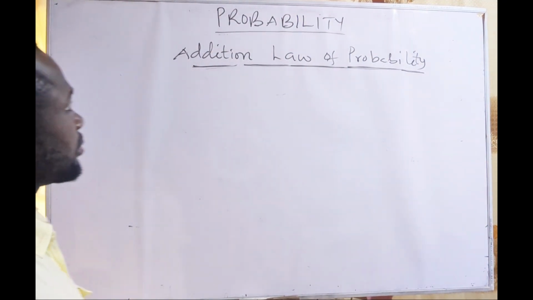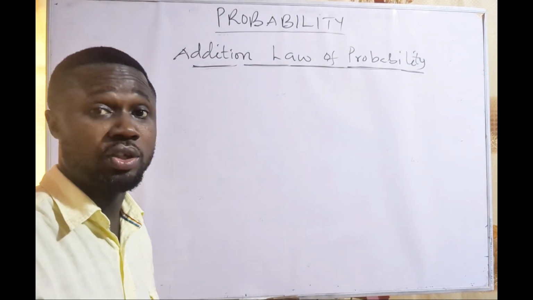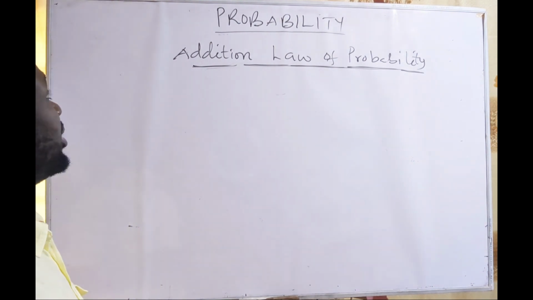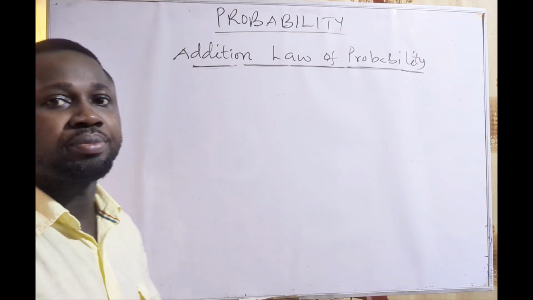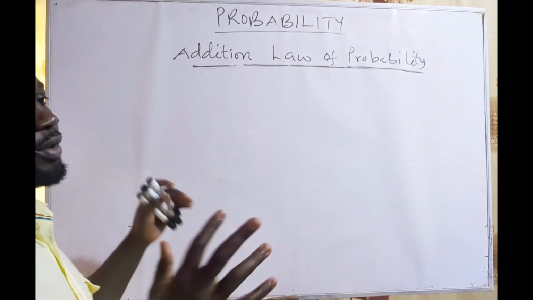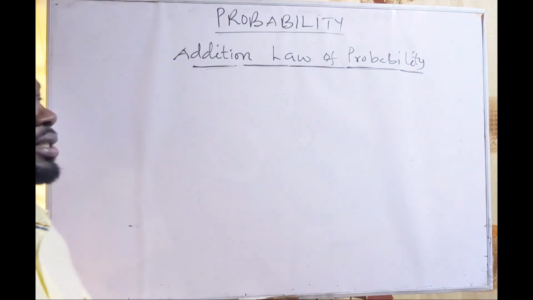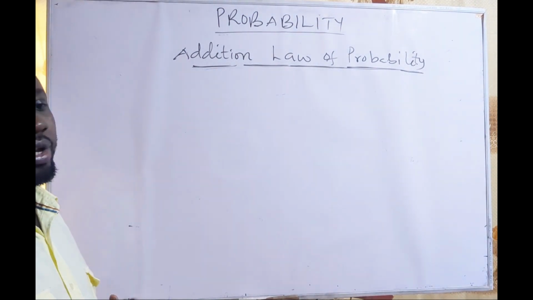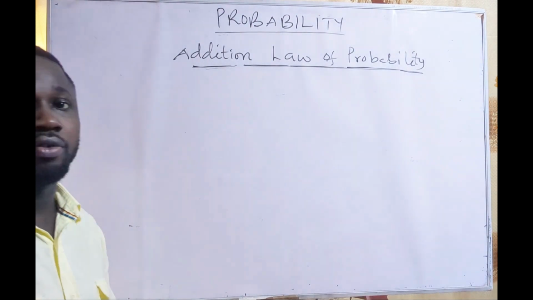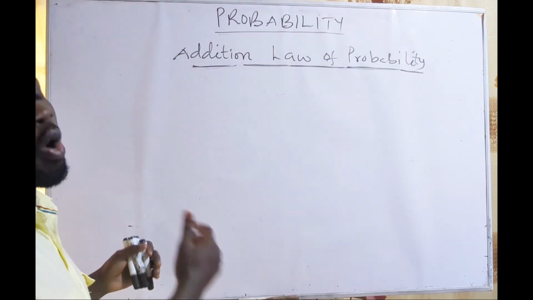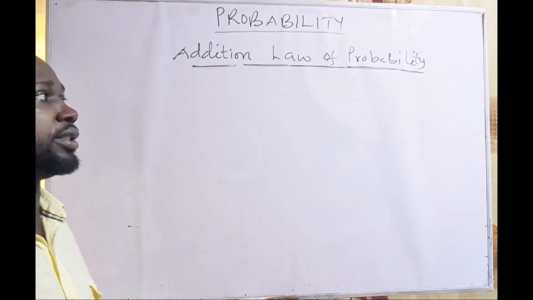Hello. Let's look at the addition law of probability. We still continue our lesson on probability. With the addition law of probability, we have an experiment, and with the given experiment, let's say there are two or more events, and you are looking at the probability of one event occurring or the other one occurring, or even both events occurring.